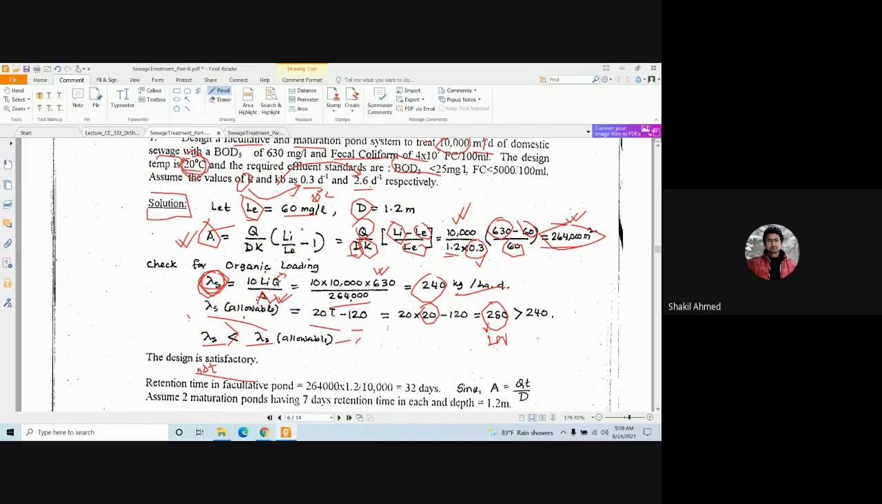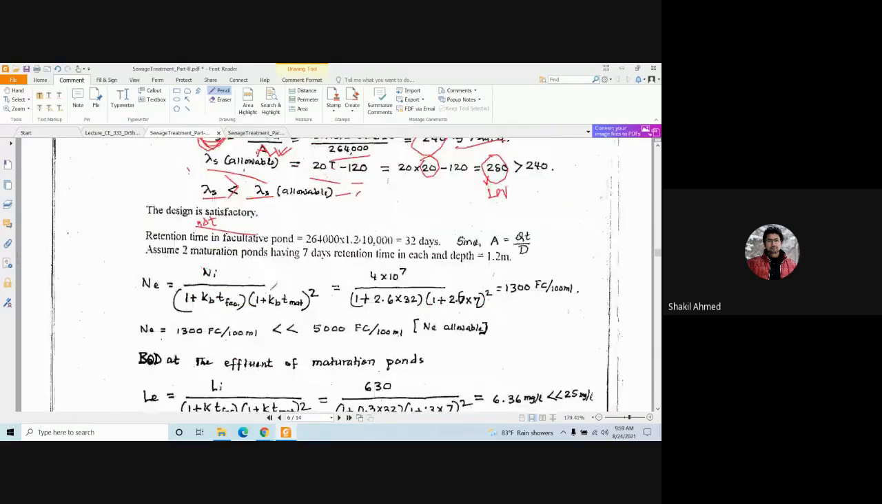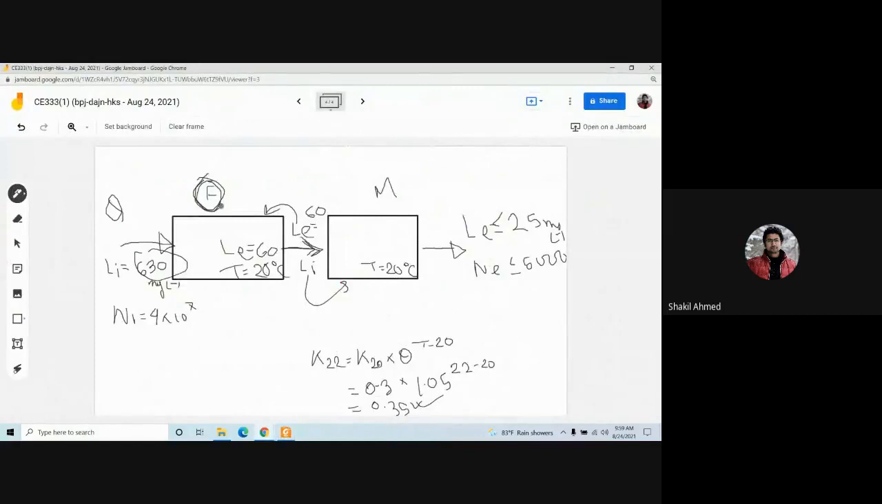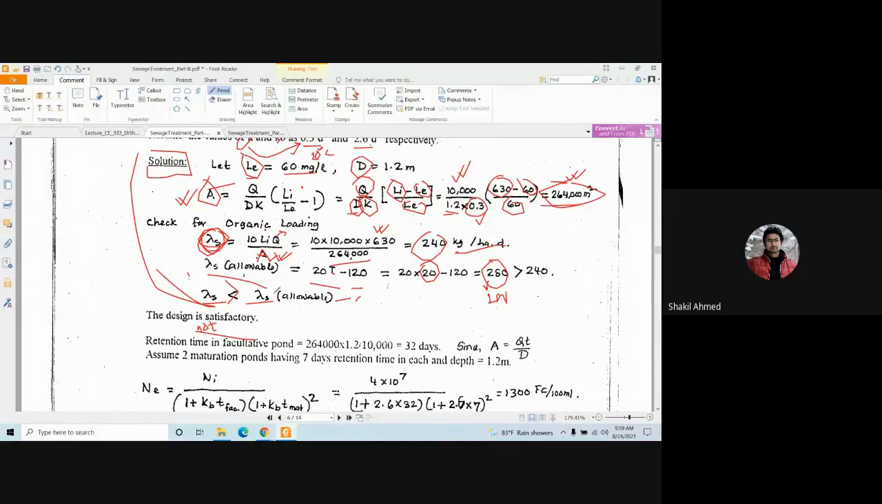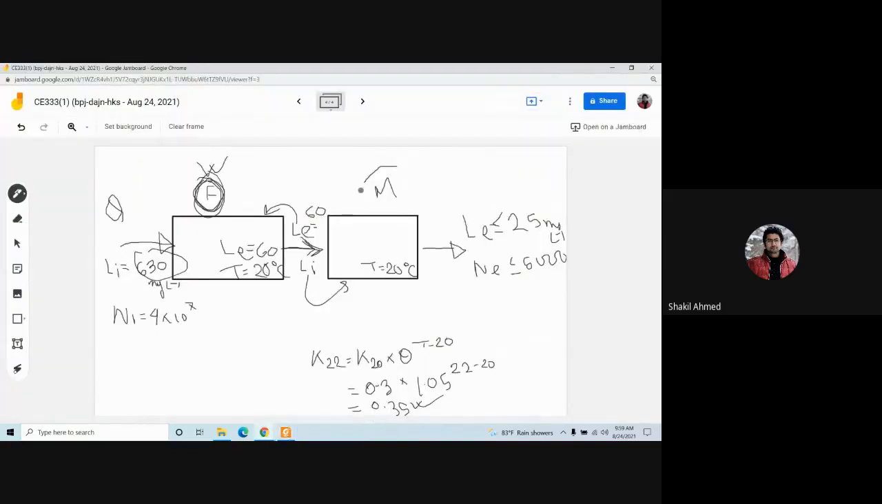Okay. Now, all of these are for what? All of these are for the facultative pond. We are done with the facultative pond. We got the area as this many meter square. We got the depth as 1.2 meter. We designed the facultative pond. Now let's come back to the maturation pond.